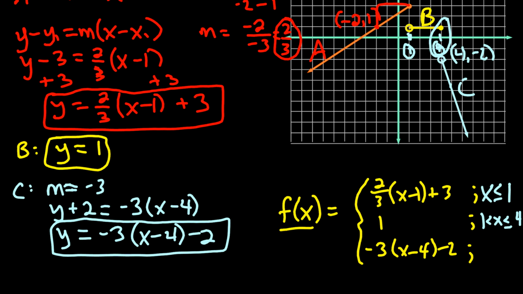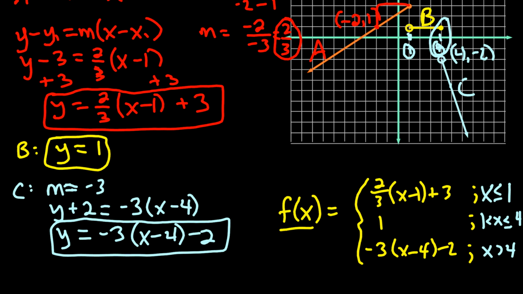Okay, and then the light bluish colored graph goes from 4 on forever positive. And so that is x is greater than 4, and that's an open circle, and so it just goes x is greater than 4, not greater than or equal to.